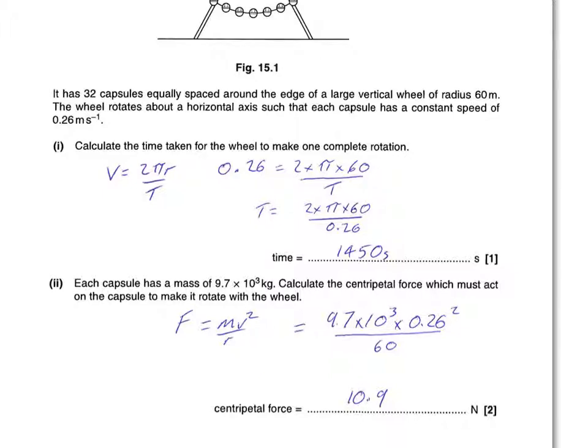The next part is just asking us for the centripetal force on each capsule. So our standard equation for centripetal force, mv squared divided by r, and a very straightforward substitution to get the answer of 10.9 newtons.